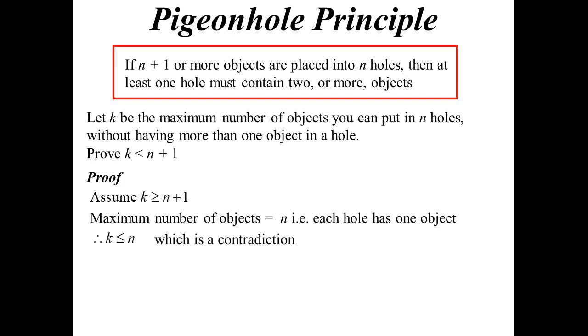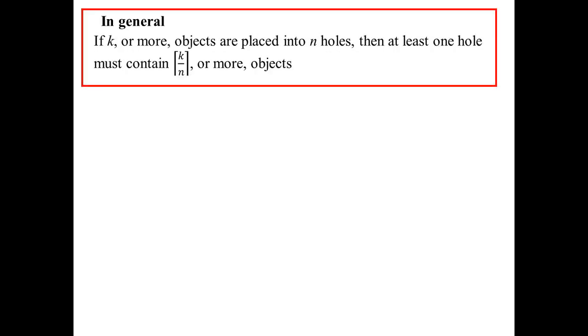But now straight away I've got my contradiction. It's as quick as that, because I've assumed that it's bigger than or equal to n plus 1, but then logic tells me it has to be less than or equal to n, so it can't be greater than or equal to n plus 1. Thus, it must be less than n plus 1. It's a bit of a proof. Do you need to know it? Probably not. Alright, let's generalise it.